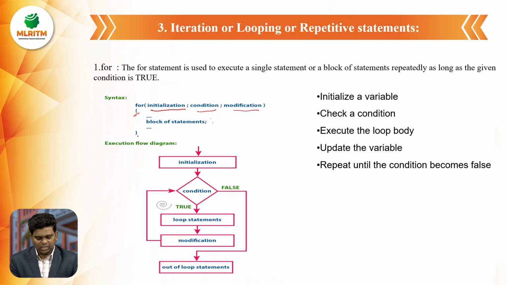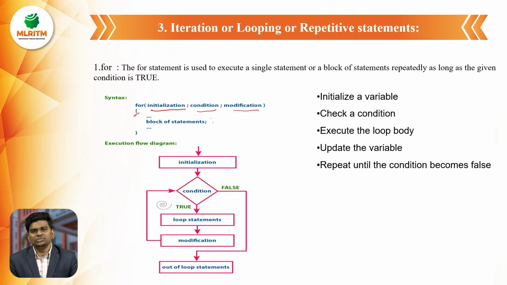Then here is a block diagram of the for loop, a pictorial representation of the given syntax. First we have initialization. Then we have the condition, which is represented with a rhombus symbol. When the condition is encountered, it checks whether it is true or false. If the condition is true, it enters the body of the for loop and executes the loop statements. Then it goes to the modification. After modification, it goes to the condition again.